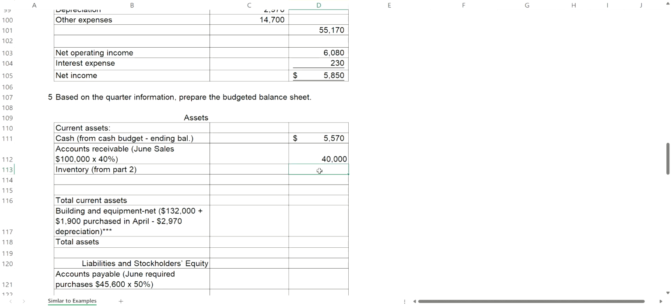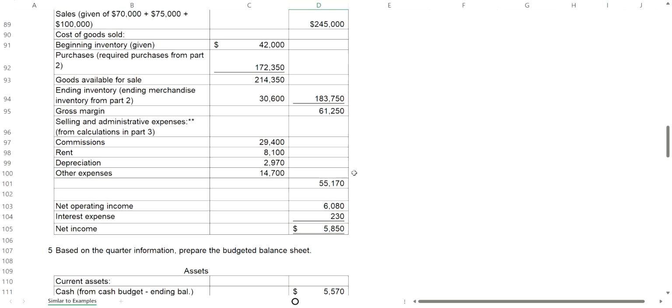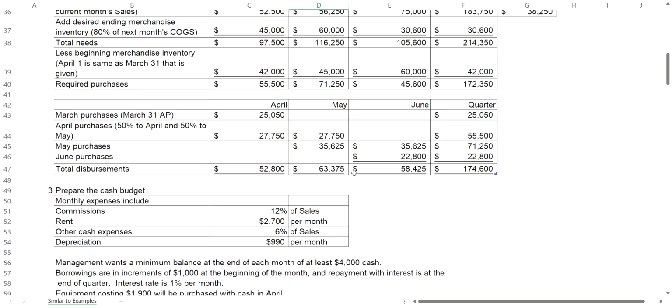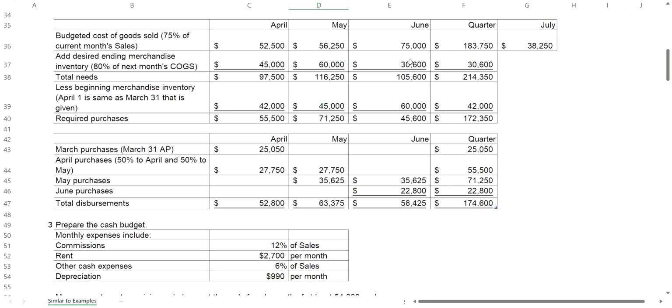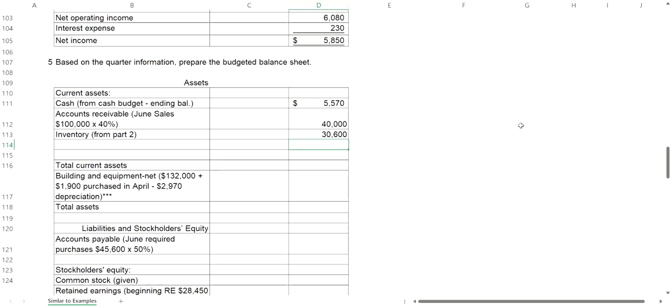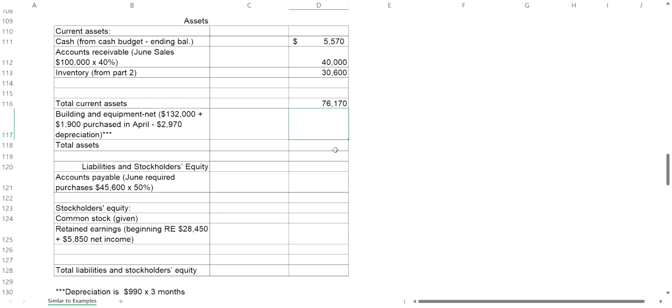Okay, and then our other current asset was inventory. So I will go back to part 2 again and get my inventory balance at the end of the quarter. At the end of the quarter on June 30th, my inventory balance is $30,600. Okay, I will then add my total current assets for $76,170.